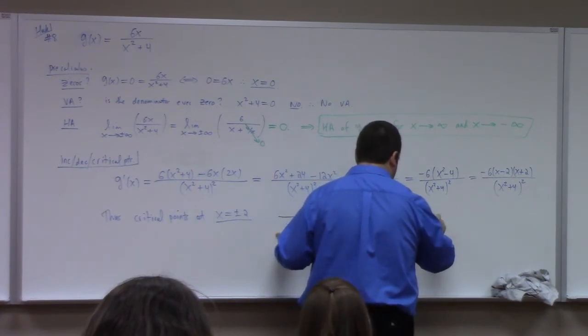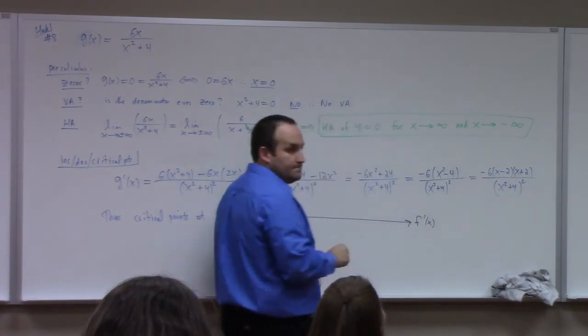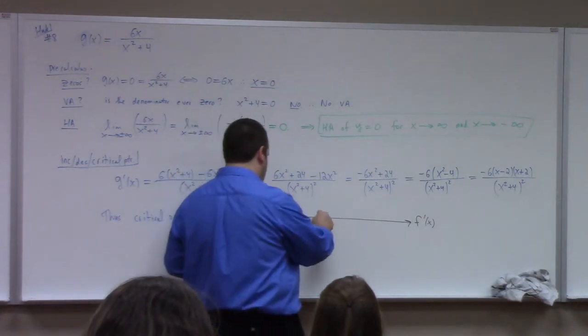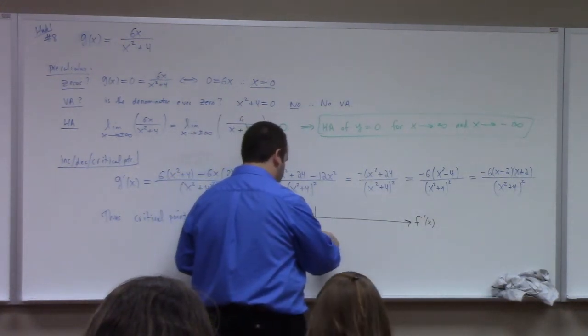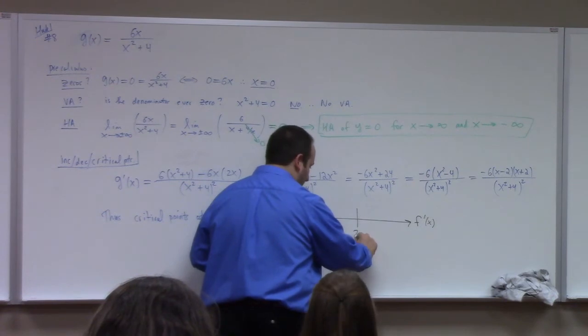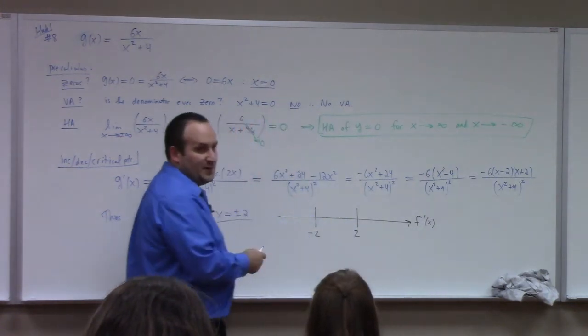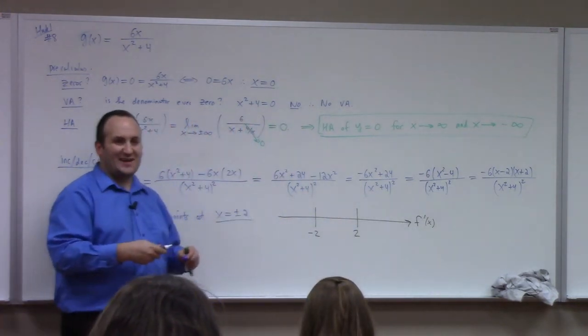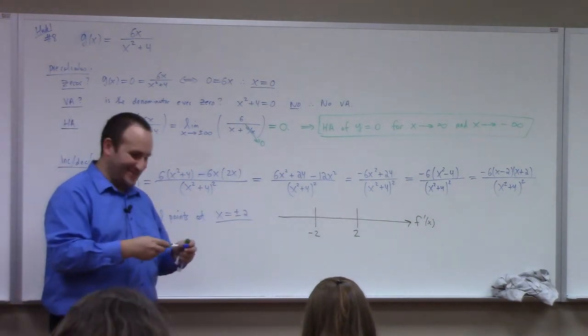And here's my f prime of x. And my critical numbers -2 and 2. Make sure you put them in the right order. If you don't put them in the order of the number line, that messes up the logic. I've done that before. Don't do that.